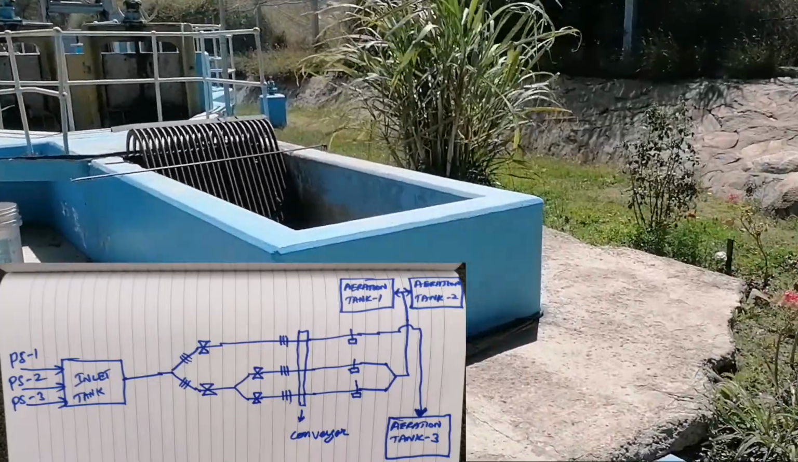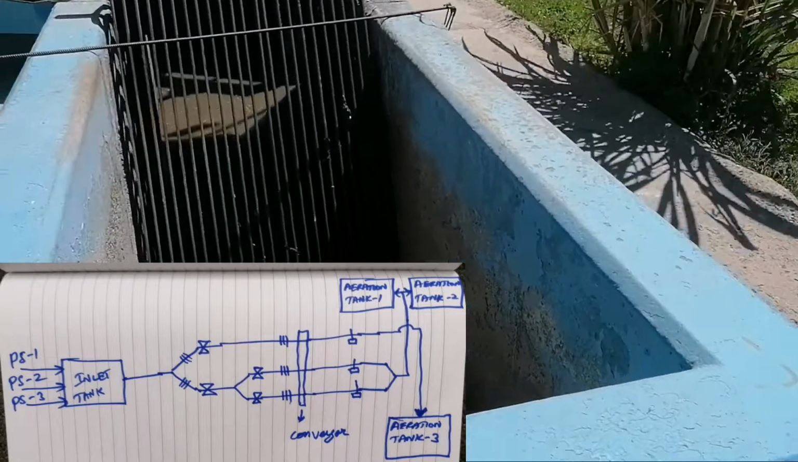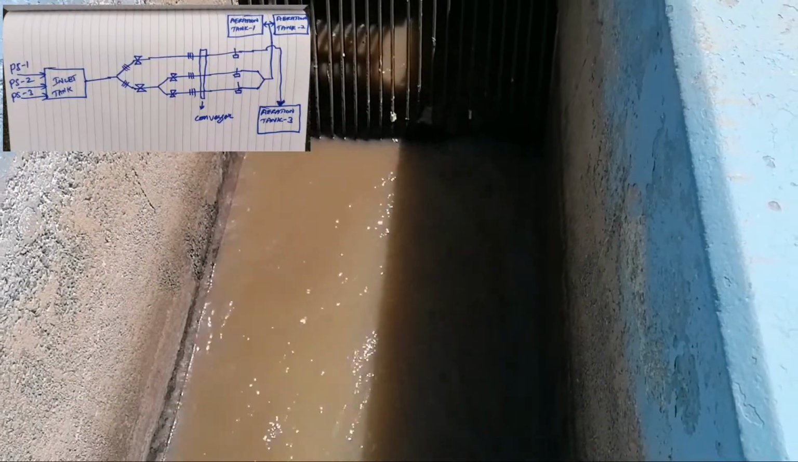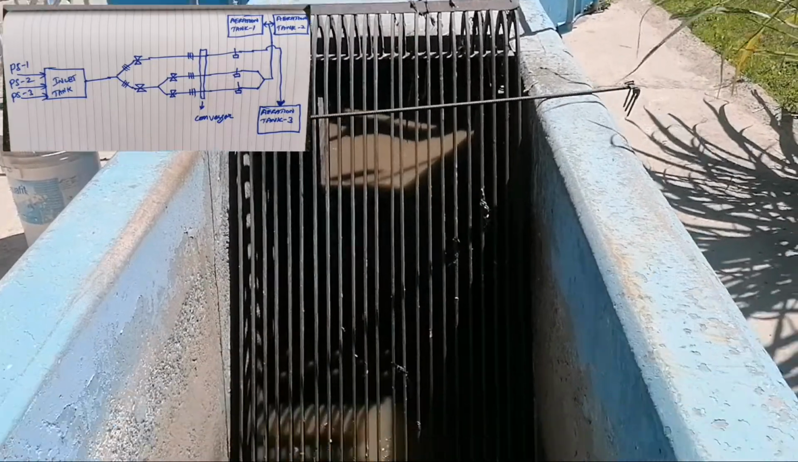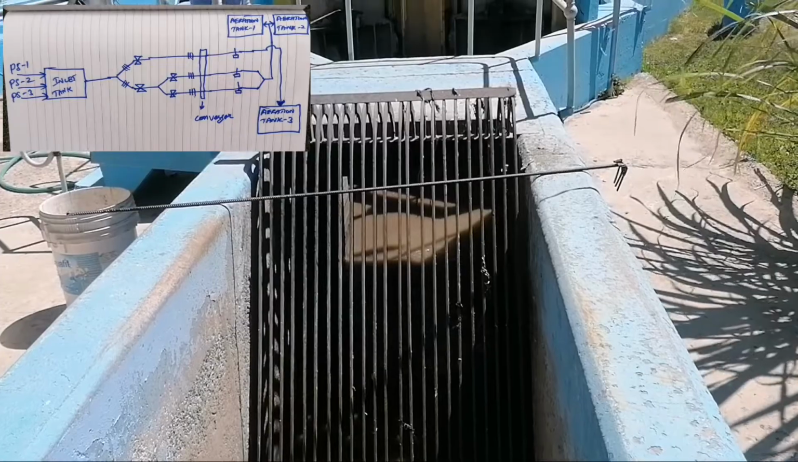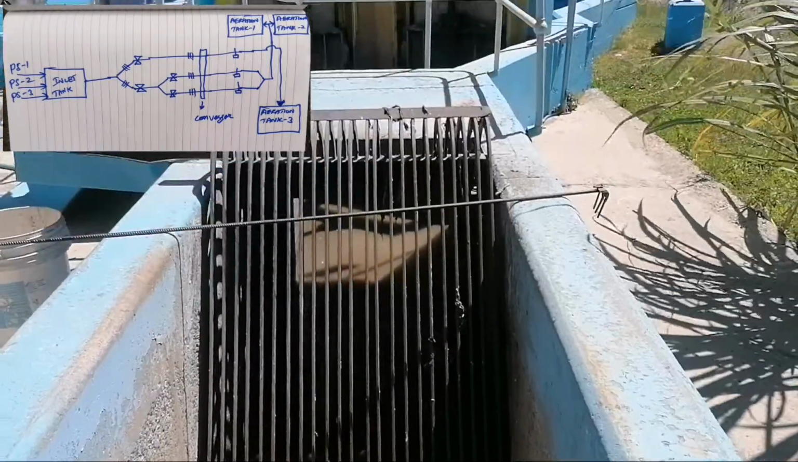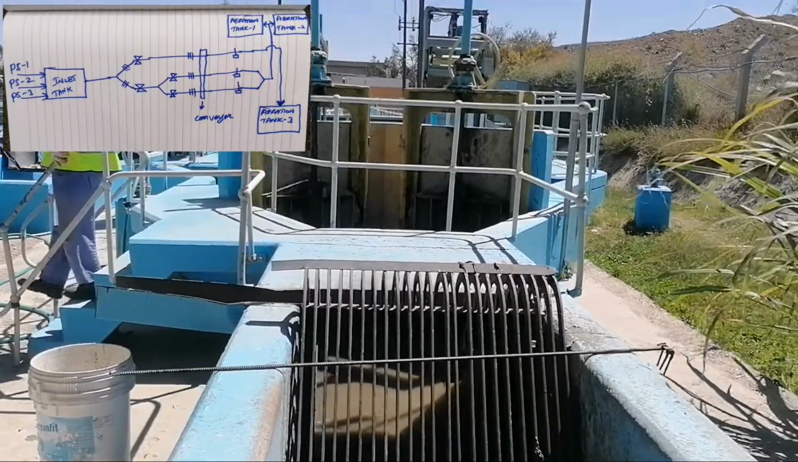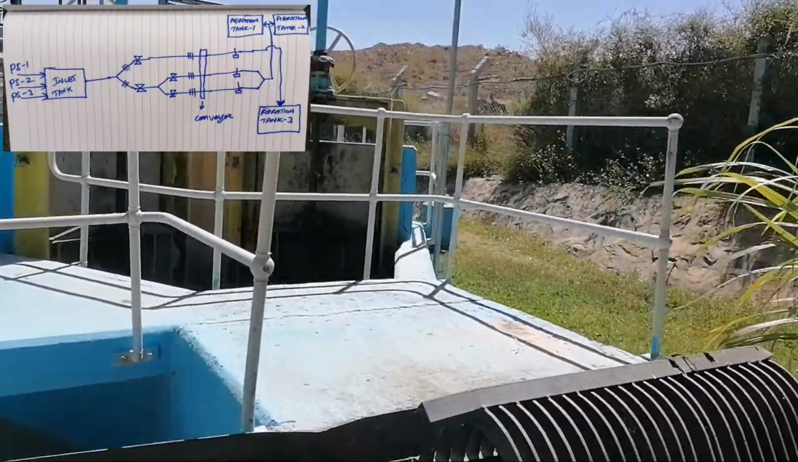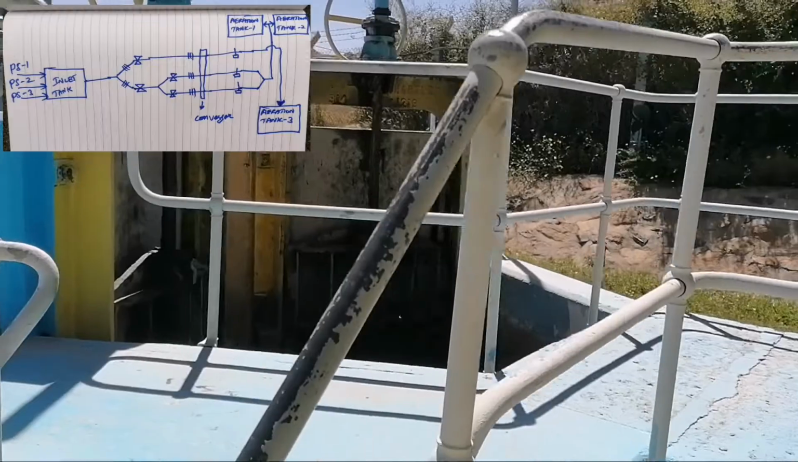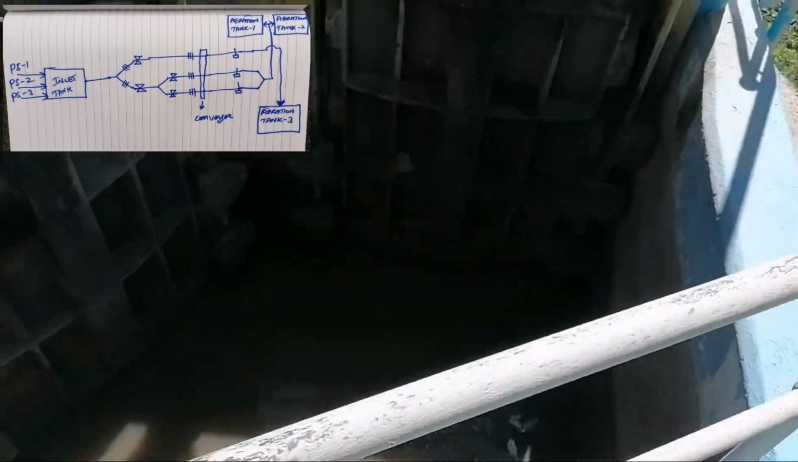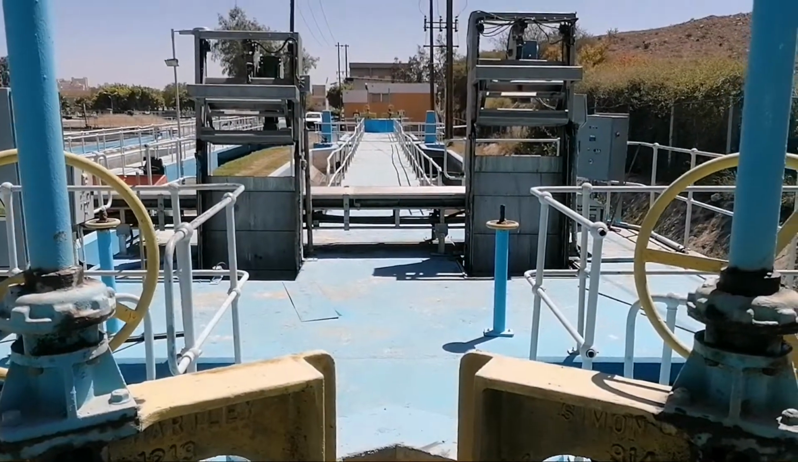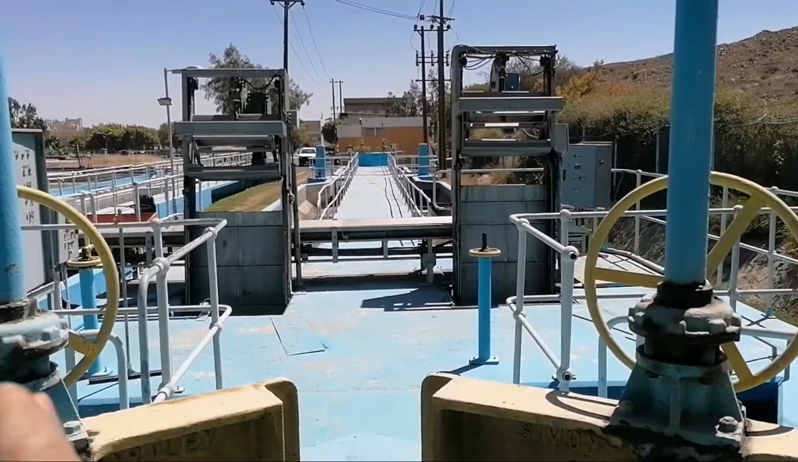Okay, this is channel number 1. So the water comes here, and here there is a grill to remove the waste or anything else from the water. After the water comes here, it is separating again. From here it is distributed into two lines. So this is line 1 and this is line 2.